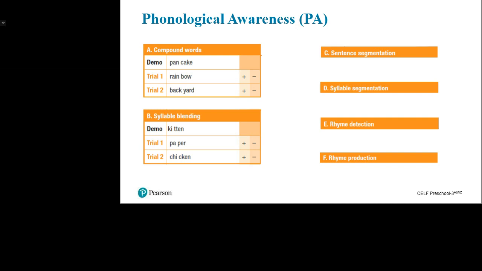With syllable blending, the demo is I'm going to say parts of a word very slowly. Kit-ten. When I put the parts together, I get the word kitten. Then you say to the child, now you try it. Put these parts together to make a word. Pa, per. If the child responds incorrectly, say the word is paper, and then you go on to present the trials.